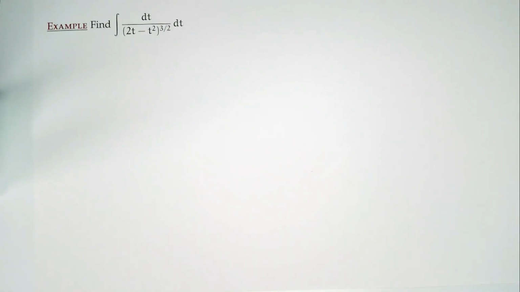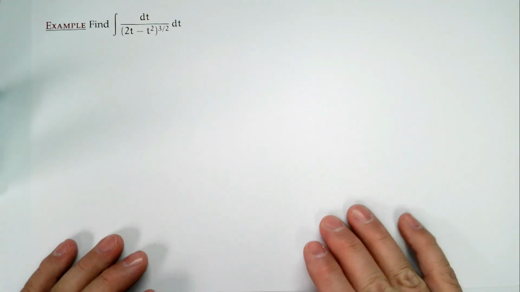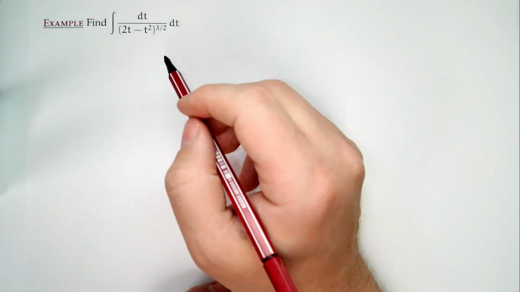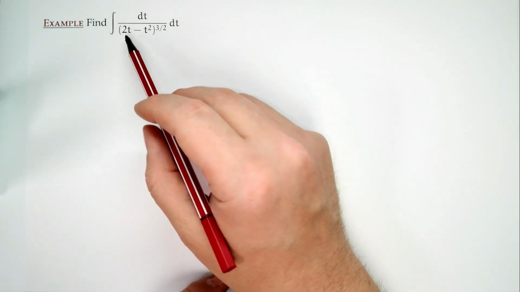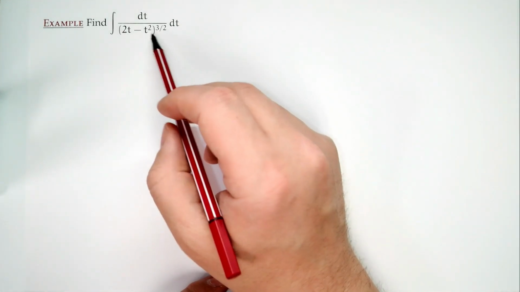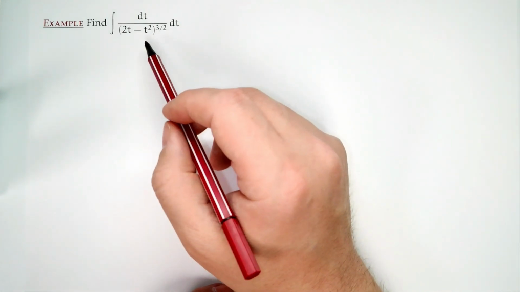Find the integral dt over 2t minus t squared to the 3/2. Now you might say, oh, this kind of looks like one of the ones we did at the very beginning, where we're like, ha, there is no trig substitution. Well, actually, this one, it is a trig substitution problem. The big difference was we had t squared and t to the 4th. Now what can we do?